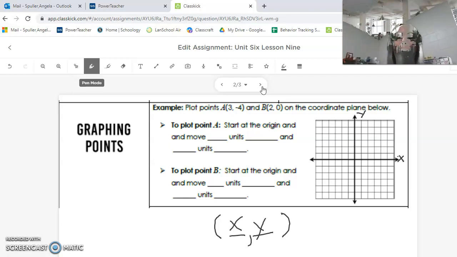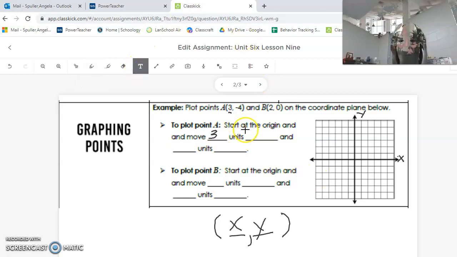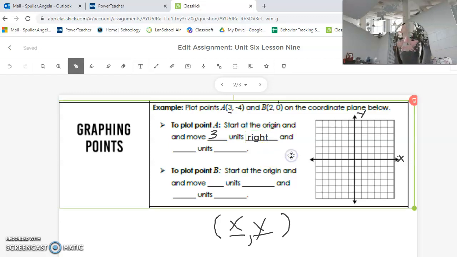Okay. So let's look at this one. To plot A, start at the origin. Remember the origin is right there where the two axes, or the two lines, meet. And move, well, it says to move 3. So we're going to move 3 to the right. Let me put that in there for you. Okay, so we're going to go 3 to the right.